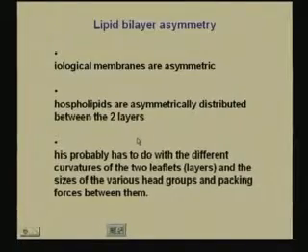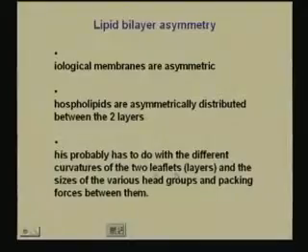So, we have the lipid bilayer asymmetry. The biological membranes are asymmetric. The phospholipids are asymmetrically distributed between the two layers, and this is due to the curvature of the two leaflets or the two layers. And how can we bring that about? By changing the type of fatty acid, changing the type of polar head group. That is the way we can bring about a change in the curvature of the two layers by changing the size, changing the packing. How do we change the packing? By changing the fatty acid.